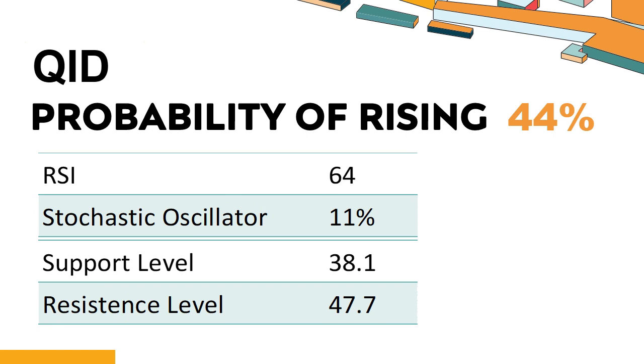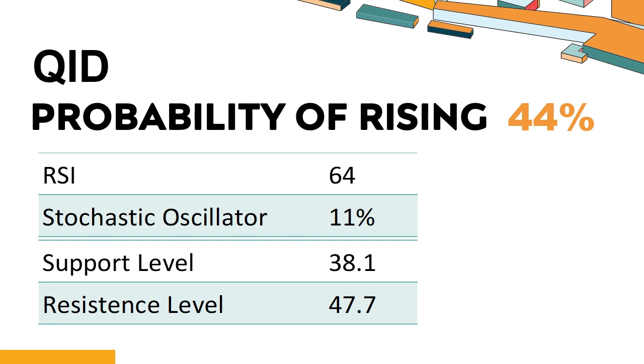What technical factors drive QID performance? Technical signals and analysis. QID's 14-day relative strength index, RSI, value was 64. When the RSI is between 50 and 70, it generally indicates that the stock is moderately bullish.